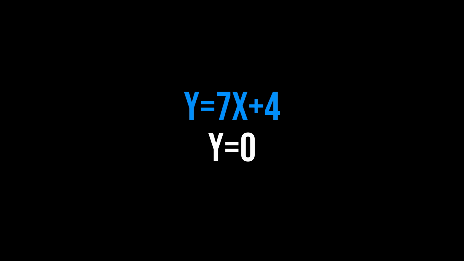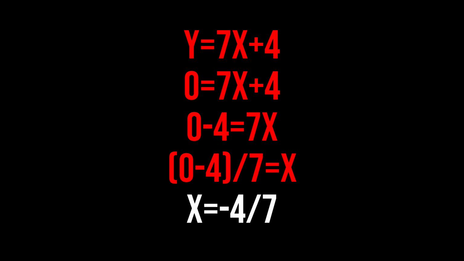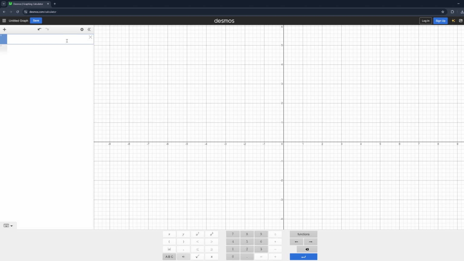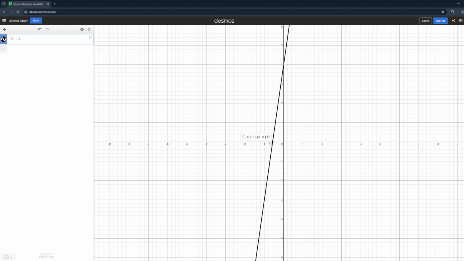Let's say you're given the function y equals 7x plus 4, and they want you to find the solution, or the value for x at which y is equal to 0. What you could do was substitute y for 0 and move everything over and do a bunch of algebra to find what x is, or you could just plug it into Desmos and find the dot that crosses over the x-axis. And there's your answer.